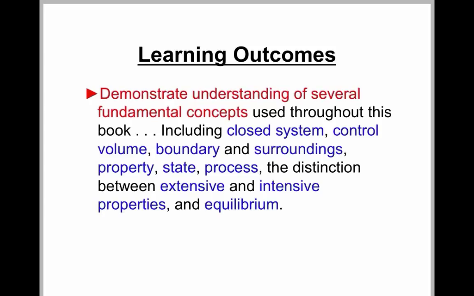Another category is the property, state, and process. A property is a specific item that exists at any given state, and the process is the pathway that you take going from one state to another. You need to be able to understand these.